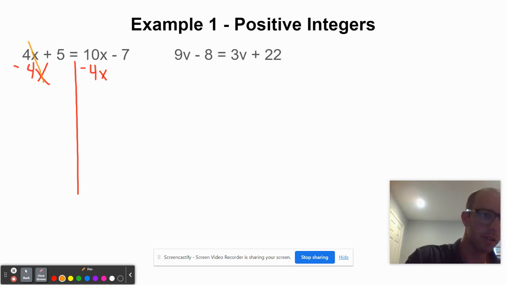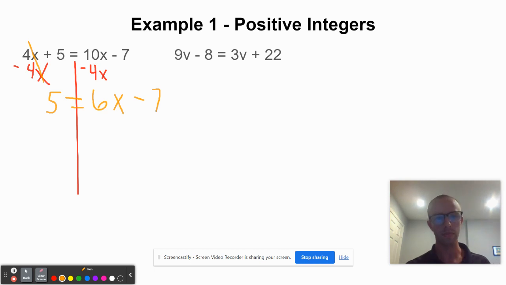These cancel out. The only thing left on this side is a 5. On this side, I have 10 minus 4x. 10x minus 4x is 6x. And I didn't use this negative 7. Okay. Well, there it is. It's a two-step equation, like I said in the first video. Our goal is to turn everything into a two-step equation and be good at two-step equations.